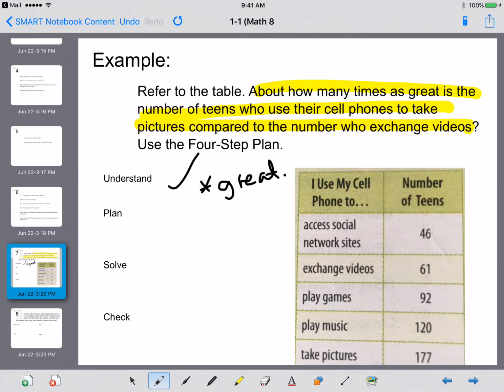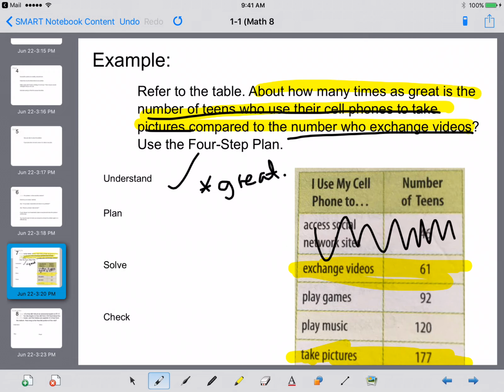So things we need to know: number of teens who use their cell phone to take pictures, and the number of teens who exchange videos. So then down here, I'm going to go exchange videos. That's one we need to know. Take pictures. That's one we need to know. I don't care about accessing social networking sites. I don't care about playing games. And I don't care about playing music. I only care about those two pieces of information.